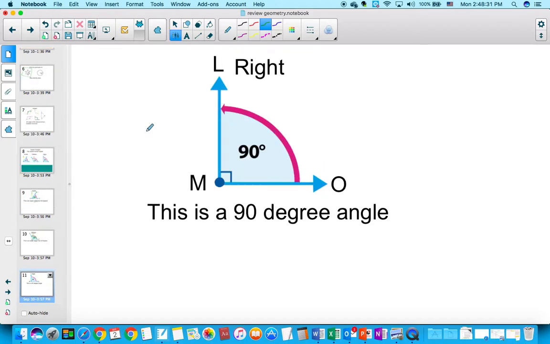And the last but not least, the right angle. It's an angle of 90 degrees. So it's not acute, less than 90. It's not obtuse, more than 90. It's just right.